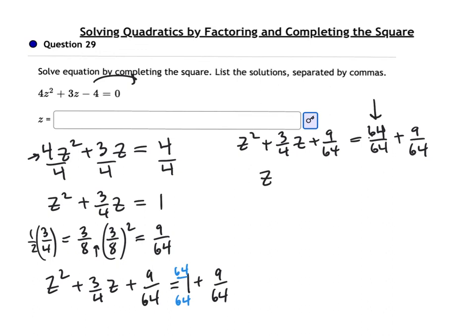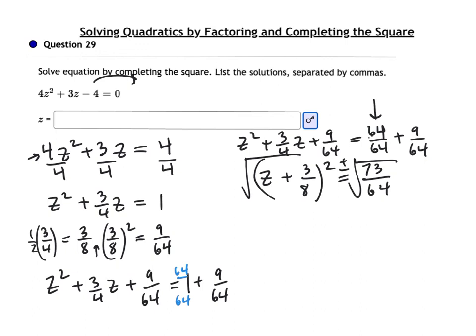This is a perfect square. It's (z plus 3/8) squared, because 3 times 3 is 9, 8 times 8 is 64, and this is 73/64. Now we can take the square root of both sides and put our plus or minus there. I'm going to split this root up into root 73 over root 64, because the square root of 64 will be 8. So this is z plus 3/8 equals plus or minus root 73 over 8.